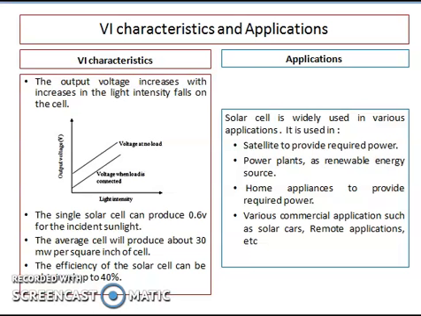Regarding applications, there is a wide variety. Solar cells can be used in satellites to provide the required power. Almost all satellites use solar cells for generating power. They are used in power plants as renewable energy resources, and also in home appliances to provide the required power. Among commercial applications, solar cars and remote applications make use of the solar cell. So these are some of the special purpose devices which use photonic energy to operate, so that light may be converted into electrical energy, or electrical energy into some useful optical energy.